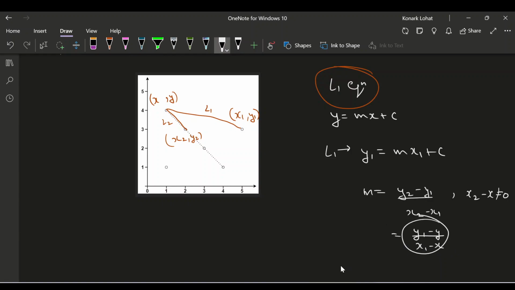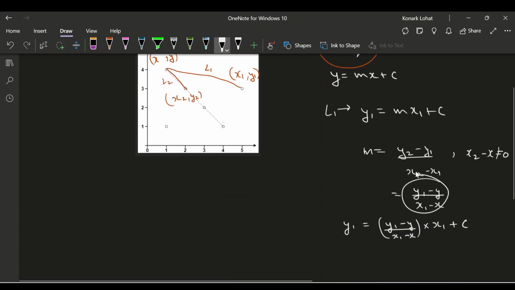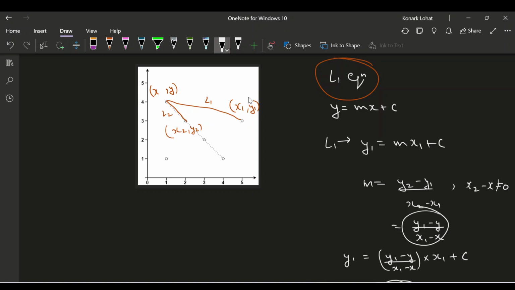This is the slope. So the equation becomes something like this: y1 is equal to m multiplied by x1 plus c. Now after having these values, you know y1, you know y, and you know x1, you can calculate the intercept. You will have a value of intercept. So with the help of these values, you will know the value of m and c, the slope and the intercept.